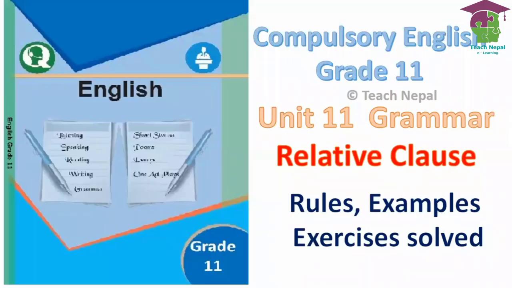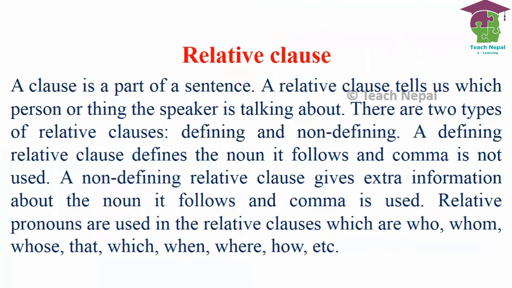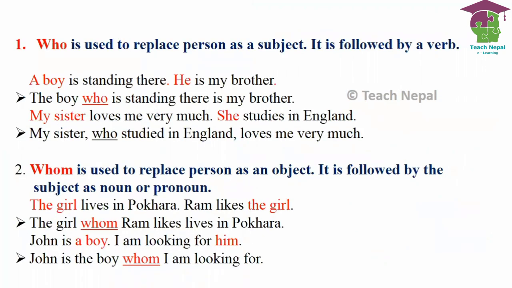Now let's get started with Unit 11. It's relative clause. Relative clause, it's a part of sentence. So there are two types of relative clauses, defining relative clauses and non-defining. Defining simply defines the subject there, and non-defining relative clause provides us extra information about the subject, right? Basically in non-defining there we need to use comma in order to separate the extra information. Jun chai hamile extra information pachi tela remove garna pani sakchau, right?